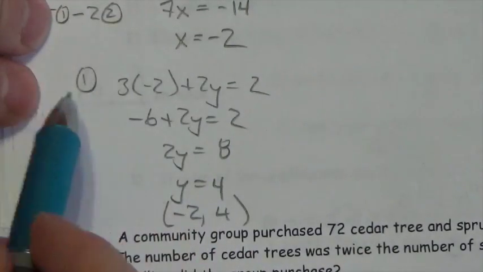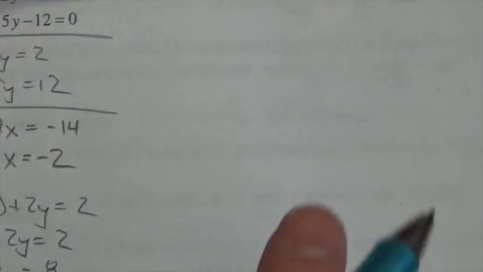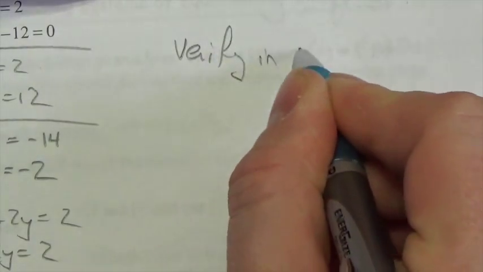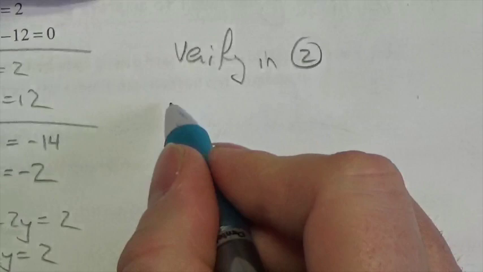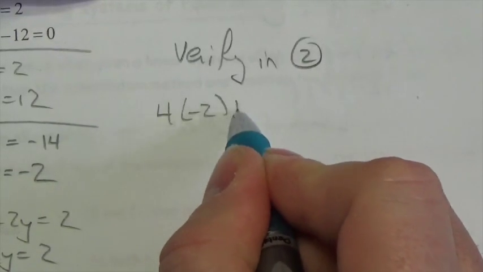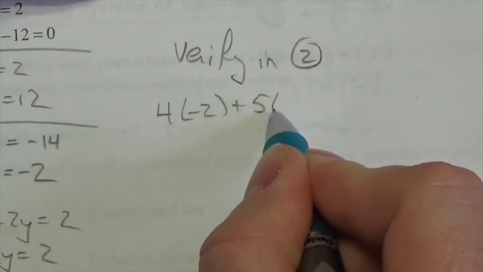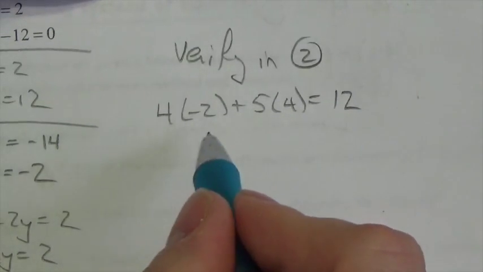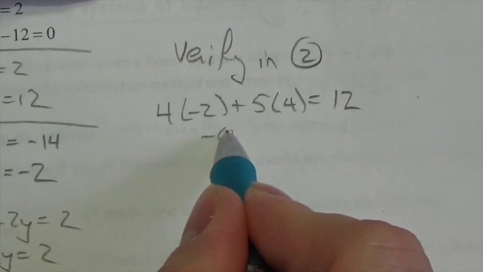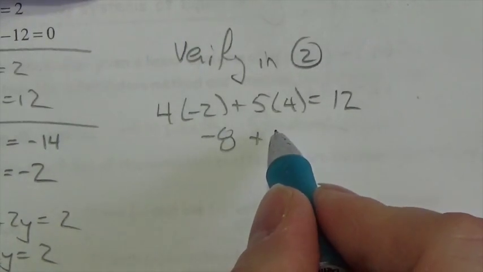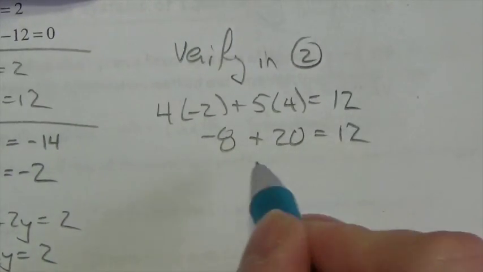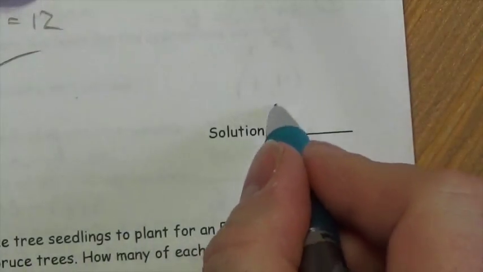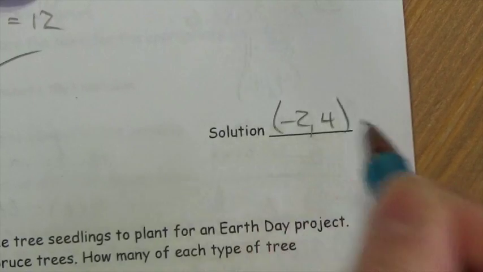I used equation 1 to get that y coordinate, so I'm going to verify in 2. So 4 times negative 2 plus 5 times 4, does that equal 12? Well, 4 times negative 2 is negative 8. 5 times 4 is 20. Does negative 8 plus 20 equal 12? Yes, it does. And so my solution is negative 2 comma 4.